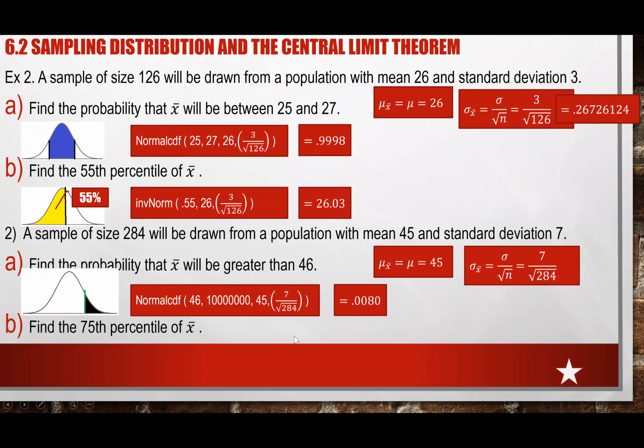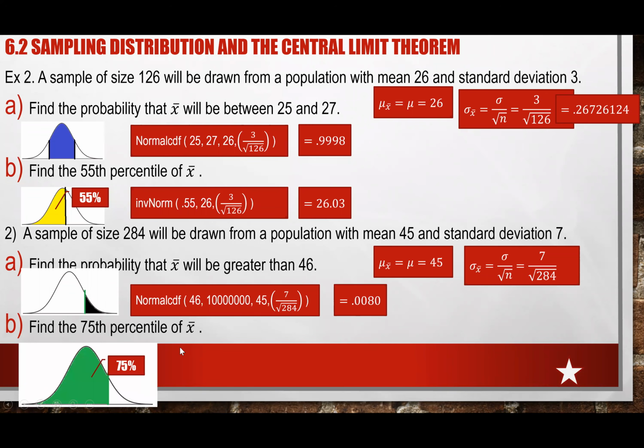0.008. And similarly for B, the percentile is the same, which is the percentage to the left. And for percentage to the left, we need to use the inverse norm, and 0.75 comma my mean and my standard deviation. This is what we have: 45.228.